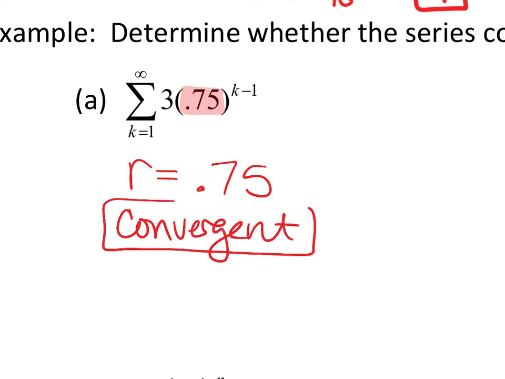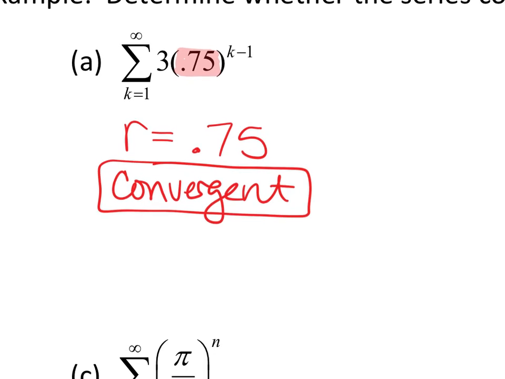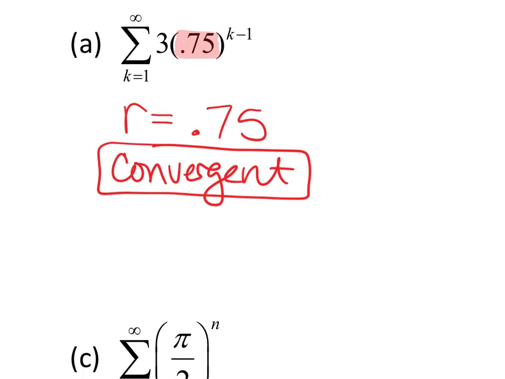And if it's convergent, then we can find the limit at infinity. We can find that sum at infinity. It's just going to be the formula. The formula is S, the sum, is equal to a sub 1 over 1 minus r.